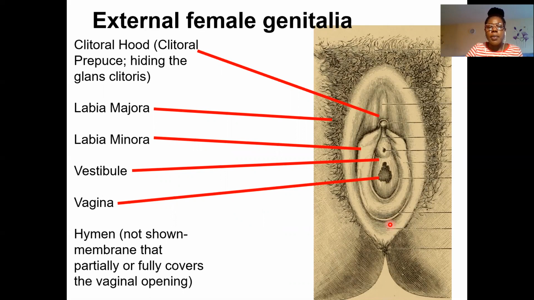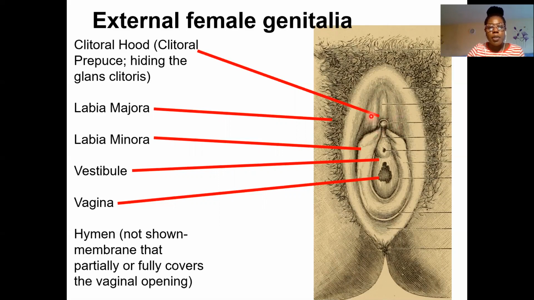Let's look at the external female genitalia. So we've got the clitoris, which is kind of covered by the clitoral hood, sometimes referred to as the clitoral prepuce, which hides or covers the glans of the clitoris. And the glans is pretty much the tip or the head or the pointed projection of the clitoris. And the clitoris is a collection of tissue, very sensitive, very vascular, very well innervated tissue that is a part of the female reproductive tract. So it's responsible for arousal in that part of the female reproductive structure.